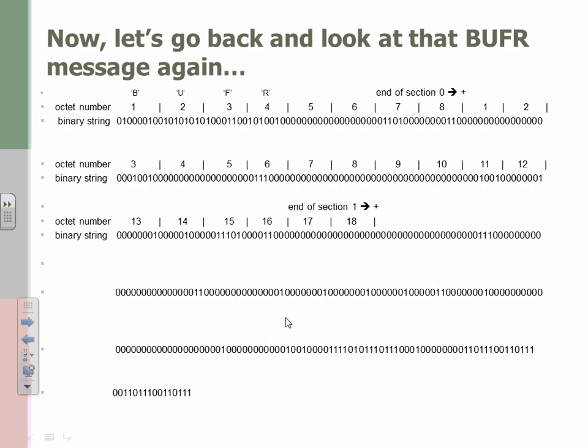So from what I said, getting back to the first example, from here to here, in this case the length of section 1 is 18 octets. So from here to here, the BUFR represents the master table version number, the BUFR table numbers, date and time, and the things that I explained in the last slide.